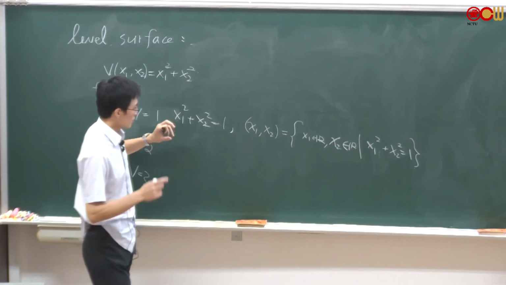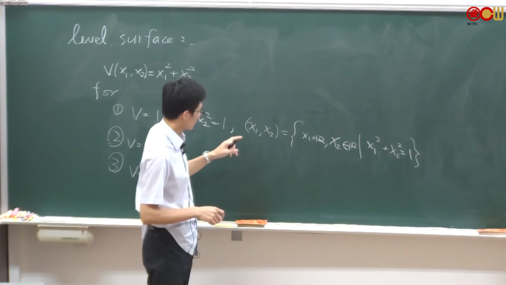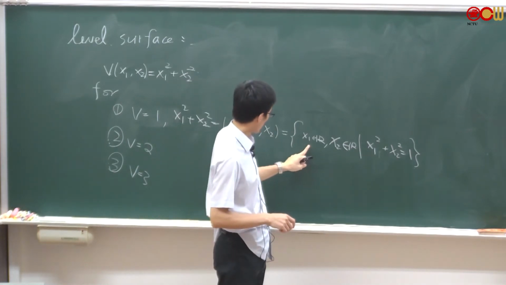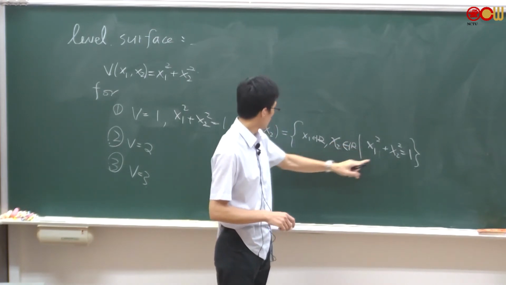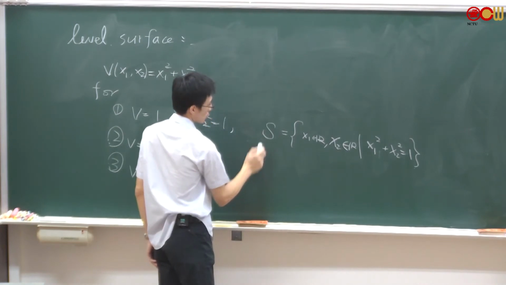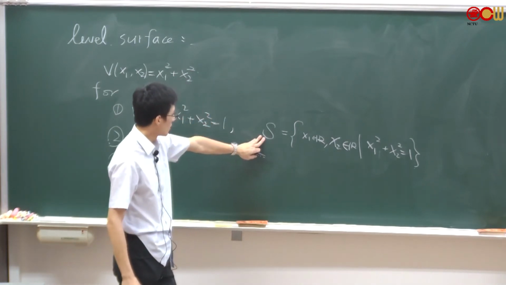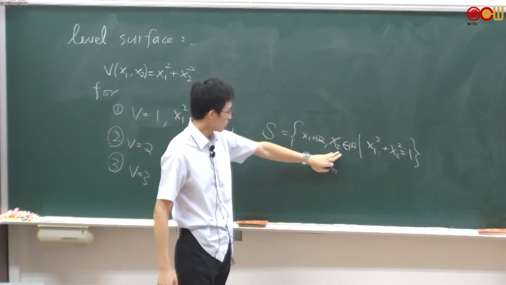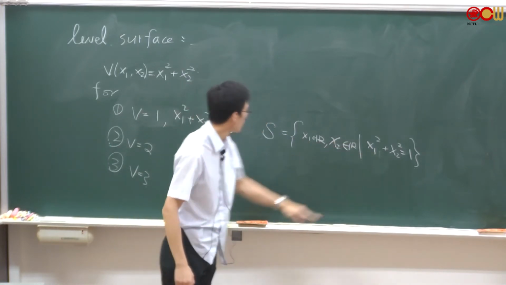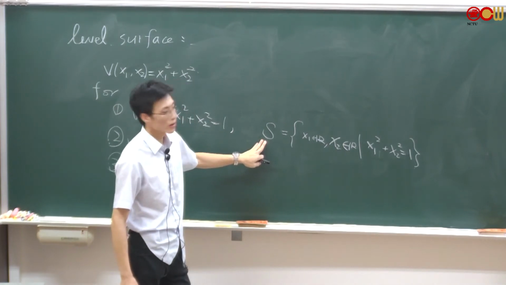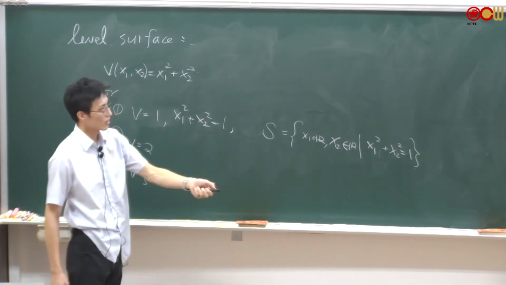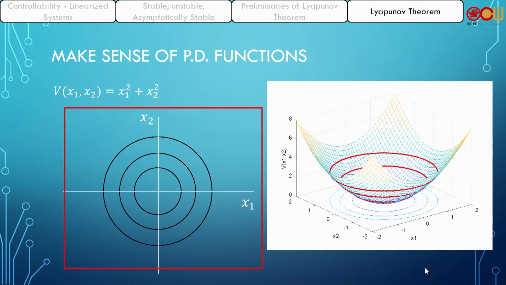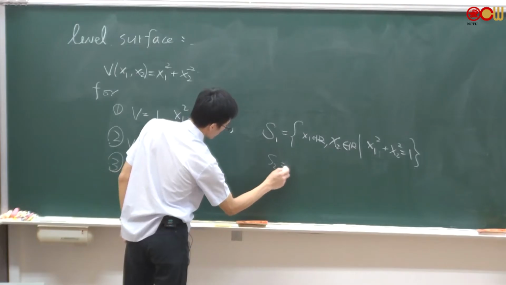So that means there's a set. In this set, x1 belongs to the real numbers, x2 belongs to the real numbers, and they satisfy this condition. So this set is defined as any real numbers x1, x2 that satisfy this condition. Then I call it a level set. Okay. And in this case, the level set is this circle with radius of 1. Here is another level set.